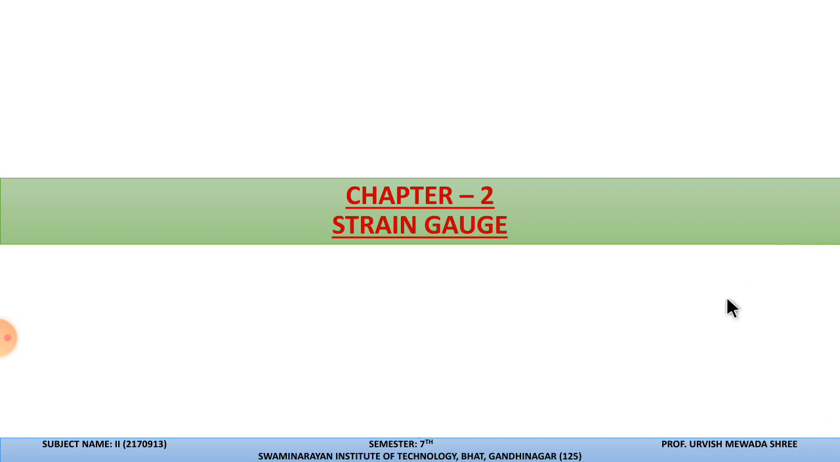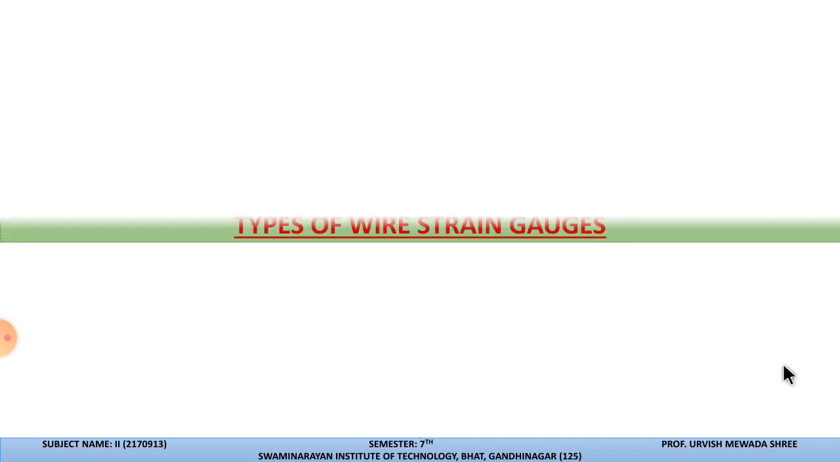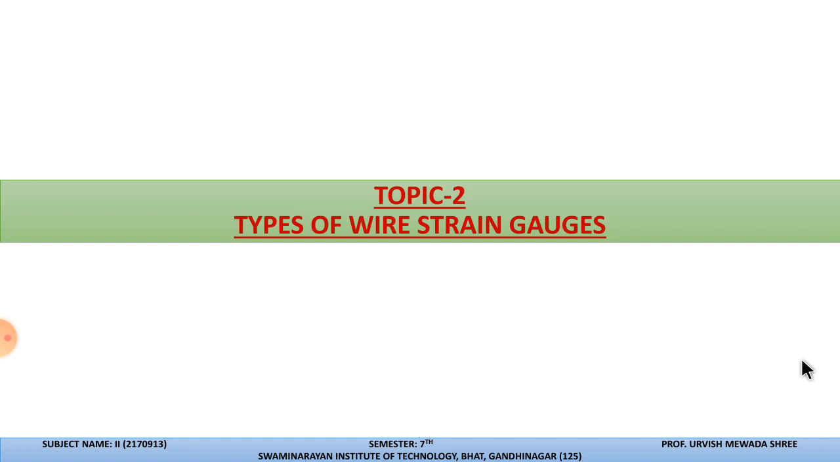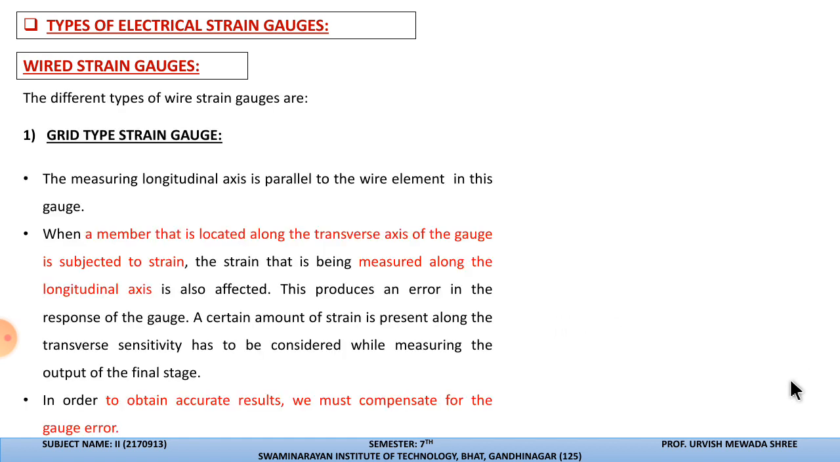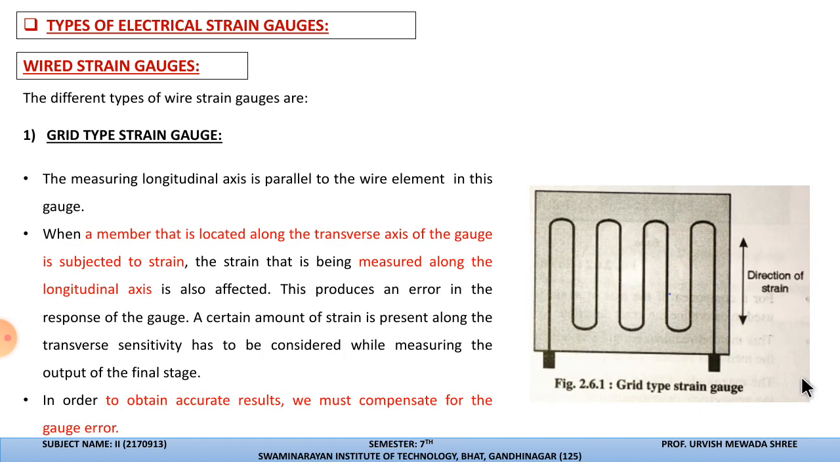We also went through the difference between the bonded strain gauge and the unbonded strain gauge. Now this is topic number 2, a subtopic from the types of strain gauge, and this is the second type: the wire strain gauge. These are the types of electrical strain gauges, and the second type is the wire strain gauge.